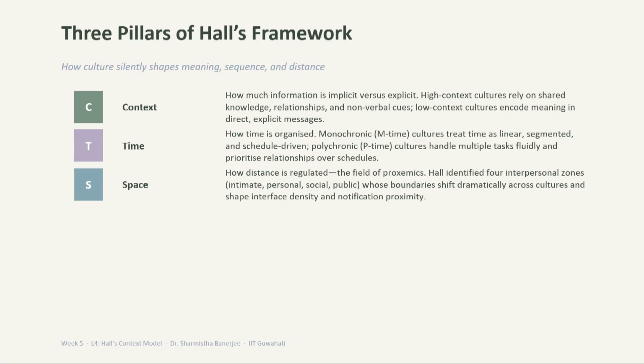Now coming to space. How distance is regulated. The field of proxemics. So Hall identified 4 interpersonal zones: intimate, personal, social and public, whose boundaries shift dramatically across cultures and shape interface density and notification proximity.